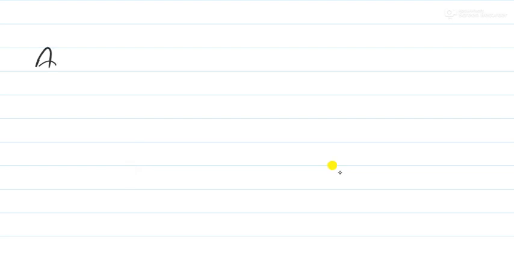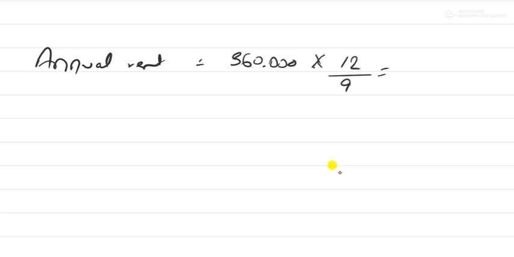Annual rent is equal to 3,60,000. This is the rent for how many months? 9 months. And we have to calculate the rent for the whole year. So, into 12 divided by 9. 360 into 12 divided by 9. 4,80,000. This is my annual rent.